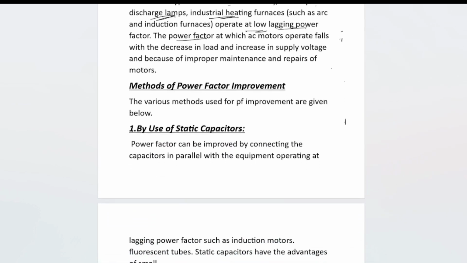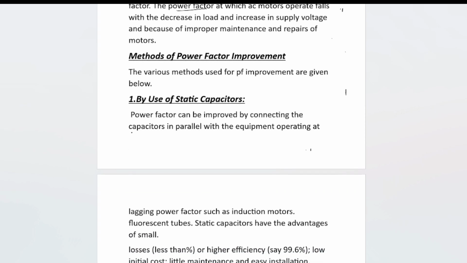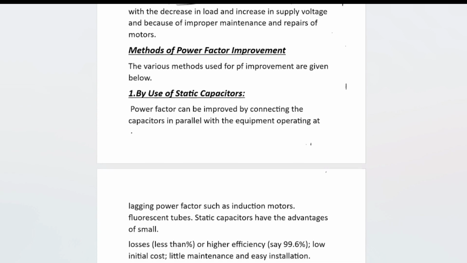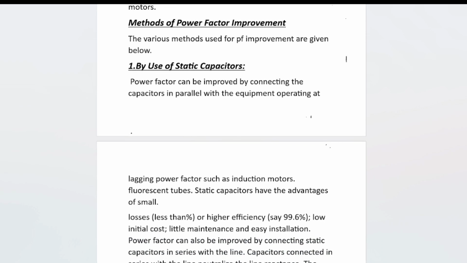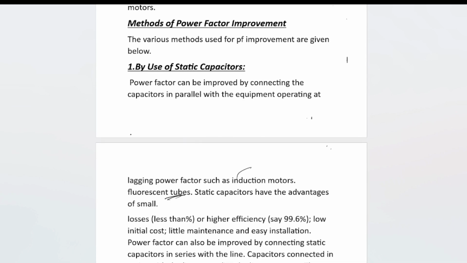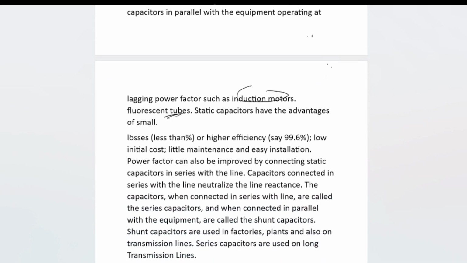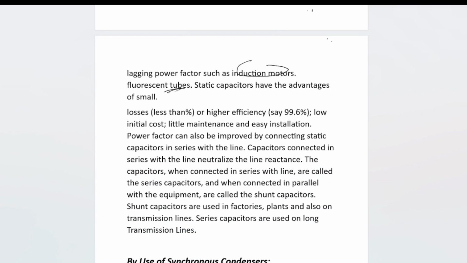Methods of improving power factor. The various methods used for power factor improvement are given below. First, we discuss the static capacitor. Power factor can be improved by connecting a capacitor in parallel with equipment operating at lagging power factors, such as induction motors and fluorescent tubes. Static capacitors have the advantages of small losses or higher efficiency, low initial cost, little maintenance, and easy installation.